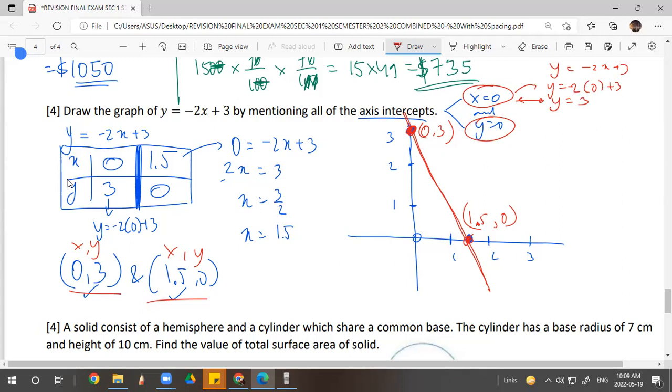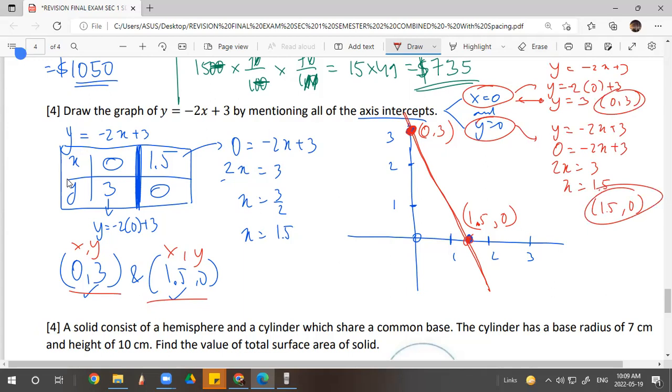Oh, okay. And if y equals 0, you put it in y equals negative 2x plus 3 also. So 0 equals negative 2x plus 3. You put the 2x on the left side. So x equals 1.5 or 3 over 2. So the point will be 1.5, 0. The other point will be 0, 3. Get the idea? So the axis intercepts are where x is 0 or y is 0. Now I get it. Okay.